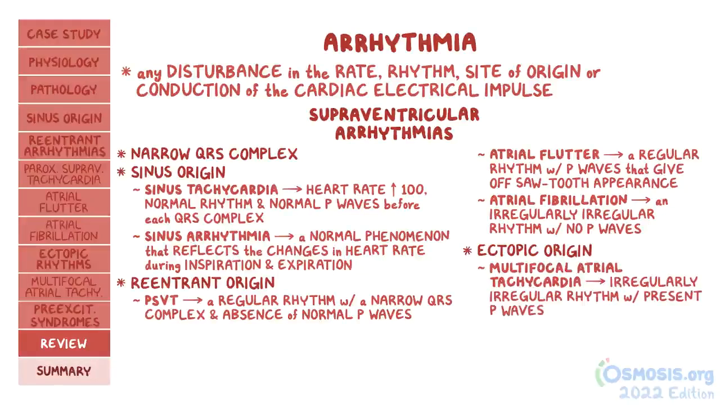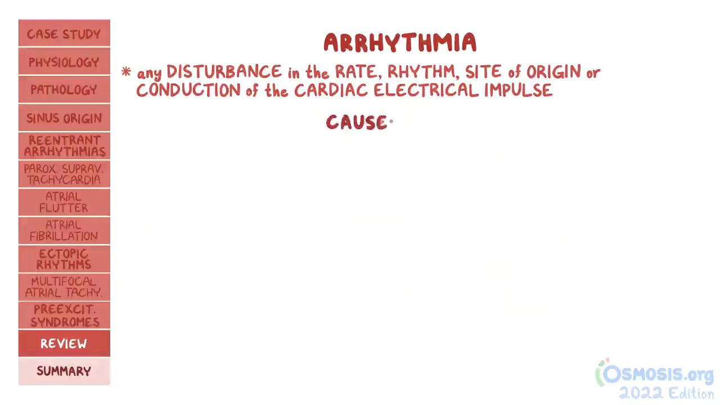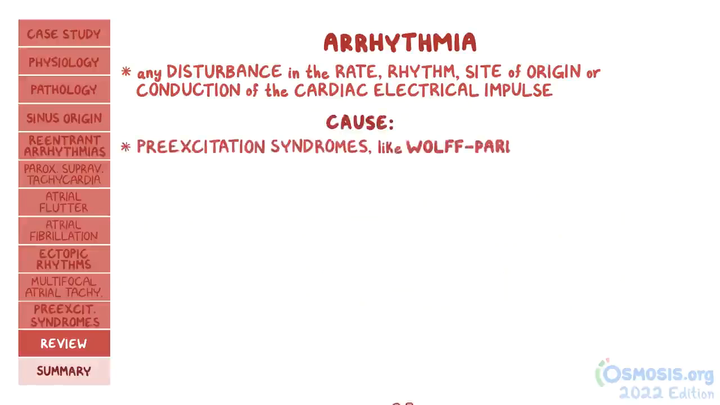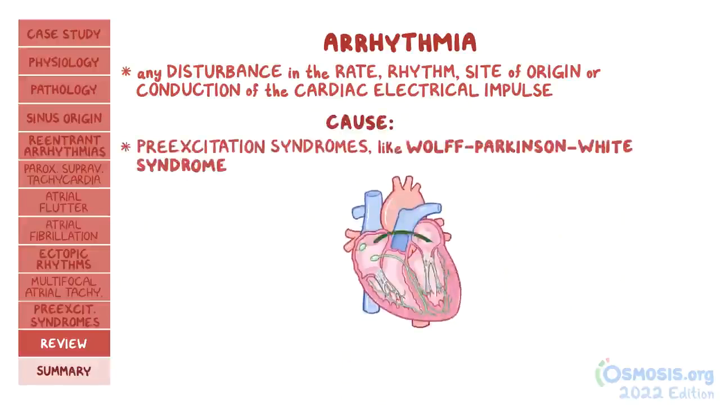An important cause of supraventricular arrhythmias are pre-excitation syndromes, like Wolff-Parkinson-White syndrome, in which an accessory pathway acts as a shortcut that causes the ventricles to be excited earlier than usual.